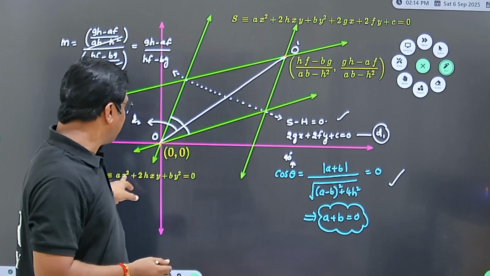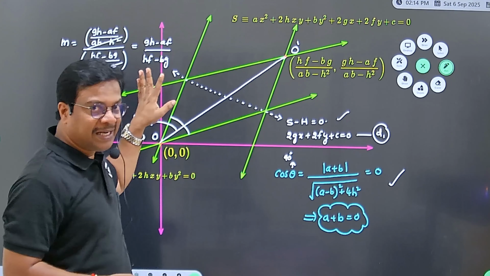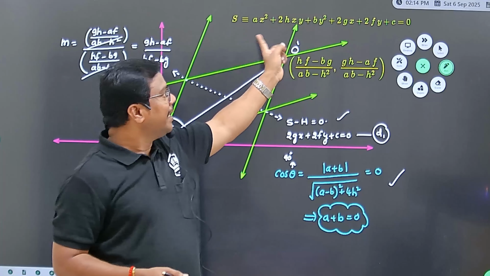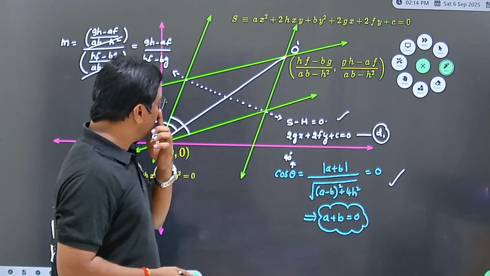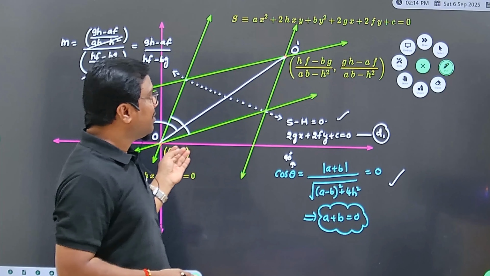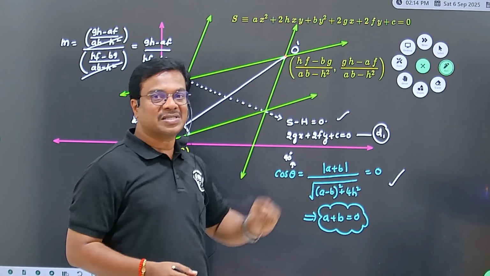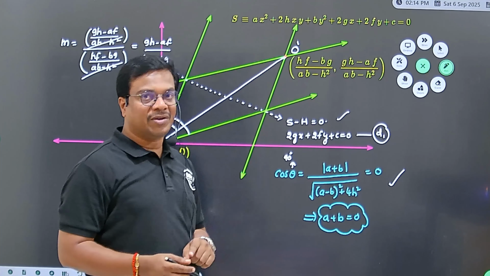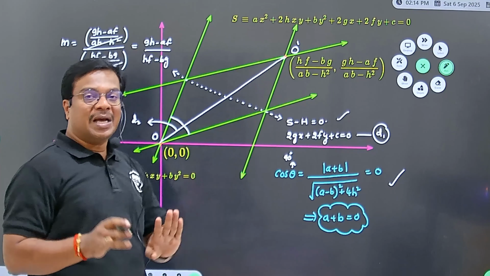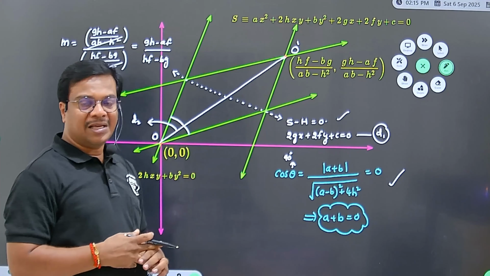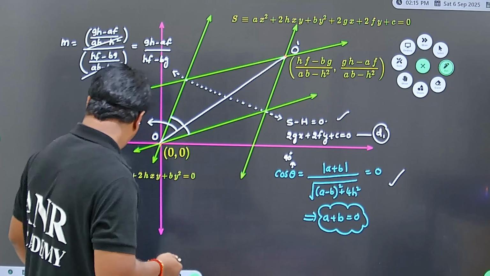S and H both have the same second degree terms, and S has extra first degree terms as well as a constant. When you subtract H from S, the second degree terms get cancelled, and we only get 2gx plus 2fy plus c equal to 0. This is one diagonal, and OO' is the other diagonal. Depending upon the condition of perpendicularity, they are decided as square, rectangle and rhombus.